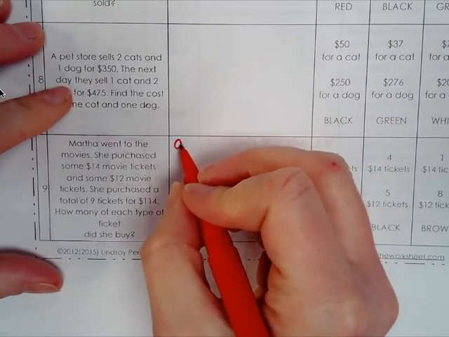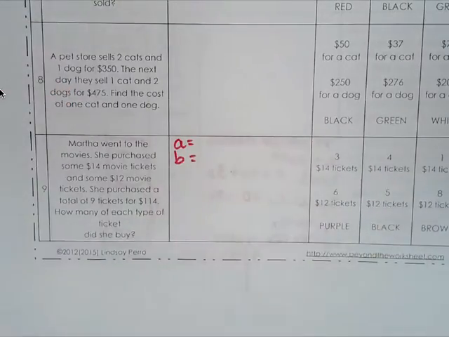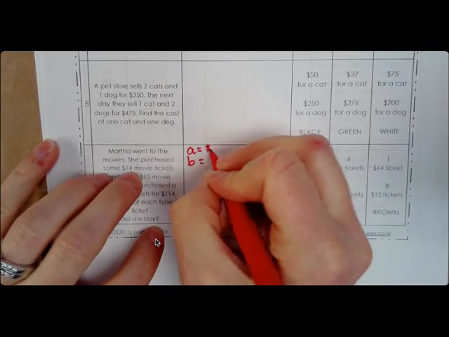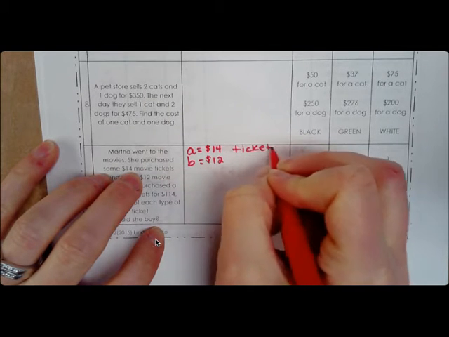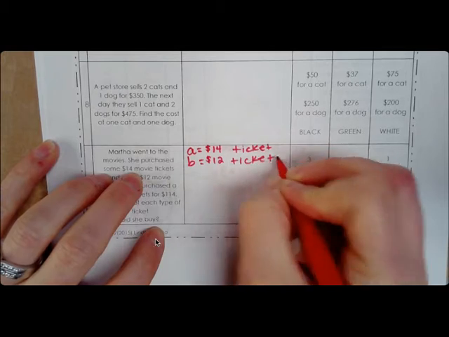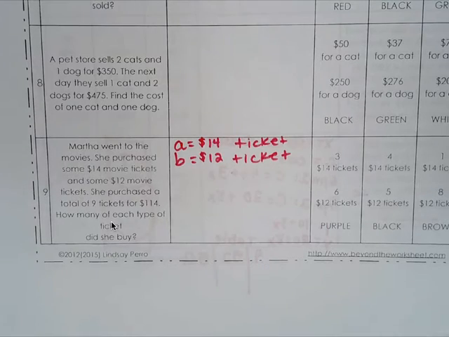So set up your variables as A and B. So what are the 2 types of movie tickets? So let's say the $14 ticket is because it's a 3D movie. $12 ticket is just a regular movie. That's what it looks like.